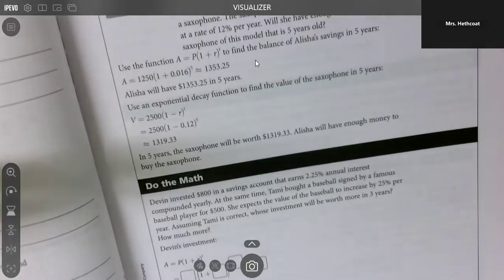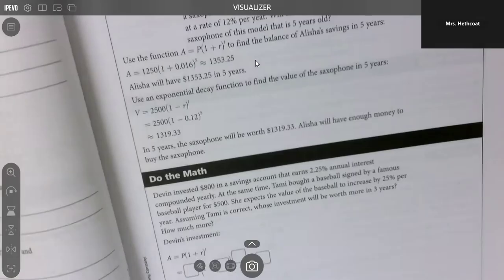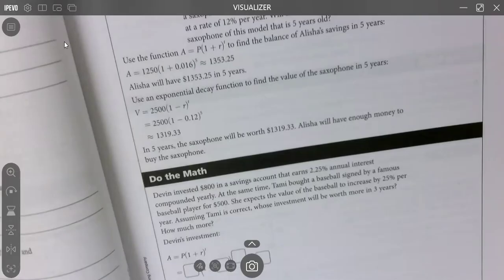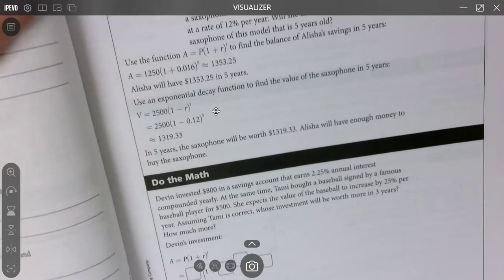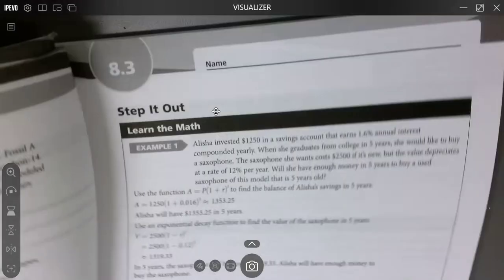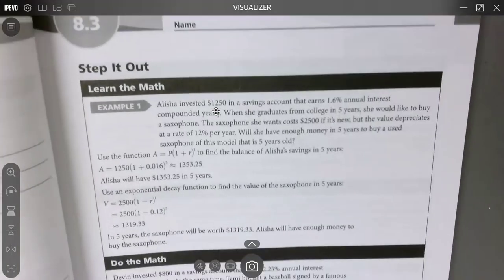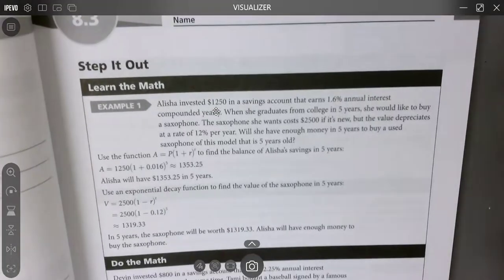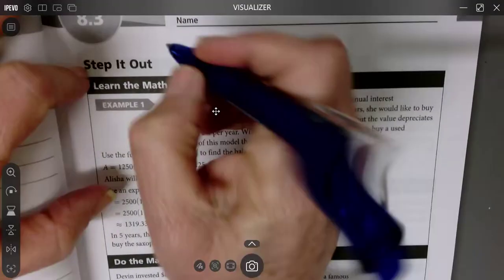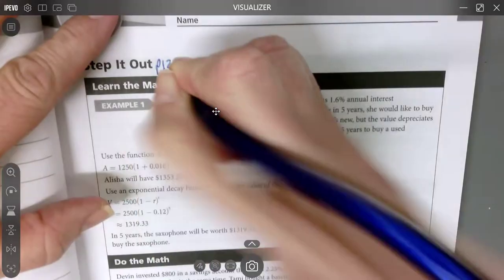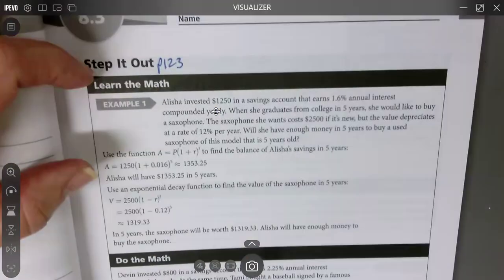All right. Hello, everybody. Okay, so we are going to do our lesson on Module 8, Lesson 3. It is compound interest with a little bit of growth and decay in there as well. Let's just start. So I'm on page 123 of the workbook. It is in our Google Classroom if you want to print it out or look at it or have it there.